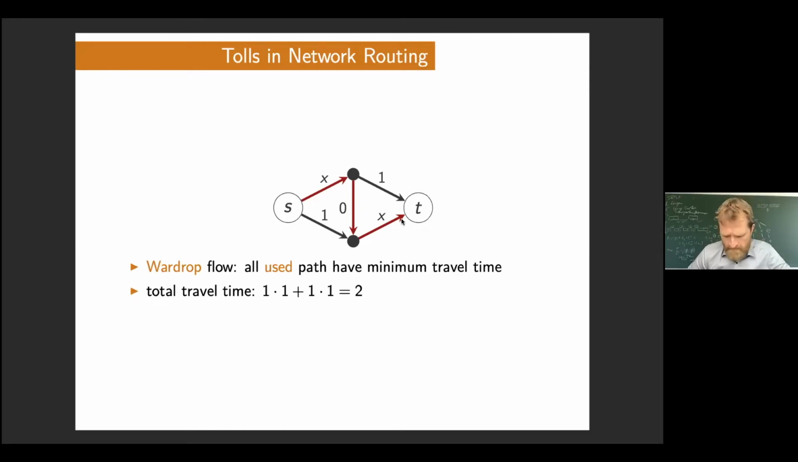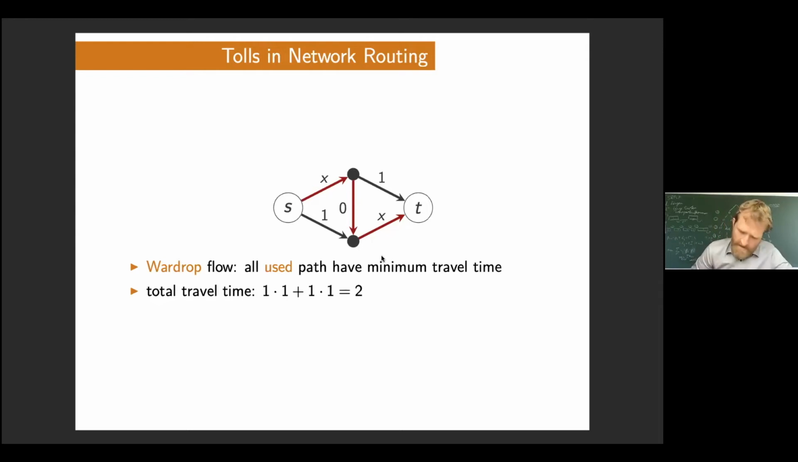Okay, what is known about these equilibrium flows is that they are inefficient in terms of total travel time. So if we count for every agent the travel time it experiences, along this red path the travel time is 1 on the first arc, 0 on the second one, and 1 on the third arc. This is in total 2. So the travel time for every agent here is exactly 2.